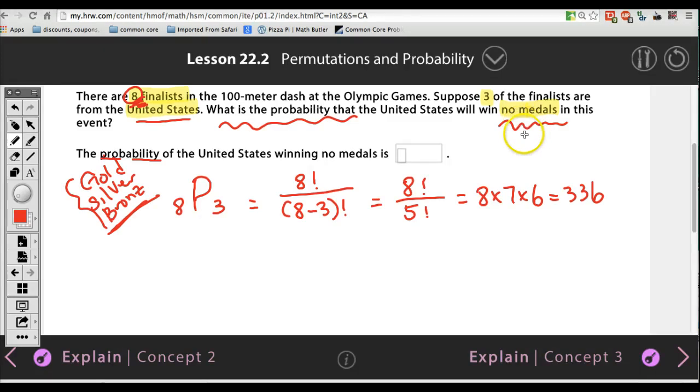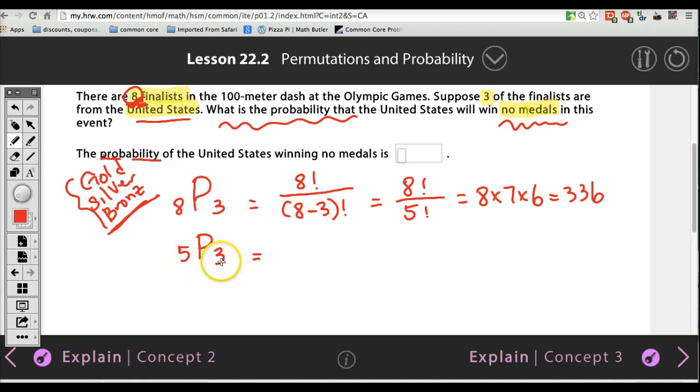Well, the 3 medals are going to be selected among who? Out of the people who are not from United States. So if 3 people out of the 8 are from United States, how many people are not from United States? 8 minus 3. Yes, there's 5 people who are not from United States. So that means all 3 medals, the gold, silver, and bronze, will be won by the 5 people who are not from United States. Because it says, what is the probability that the United States will win no medals? So that basically means everybody from outside of United States, the 5 of them, won all the medals.